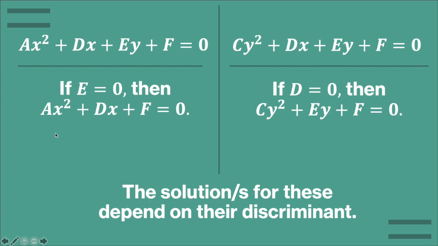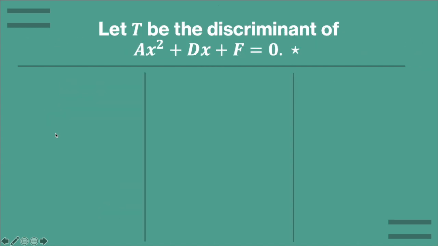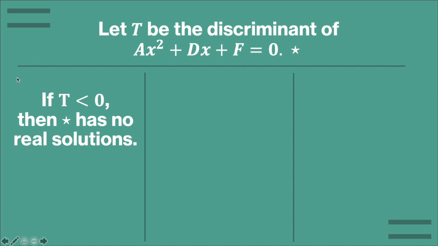Now, the solution or solutions for these equations actually depend on their discriminant, as you have learned in your grade 8 mathematics. Now suppose t is the discriminant of this equation. We will be dealing with the quadratic equation that is of variable x, but know that all of these arguments would be similar for the part where the variable is y. Because it's just a variable, you can just easily change it. Now, if t is less than 0, recall that the equation must have no real solutions.